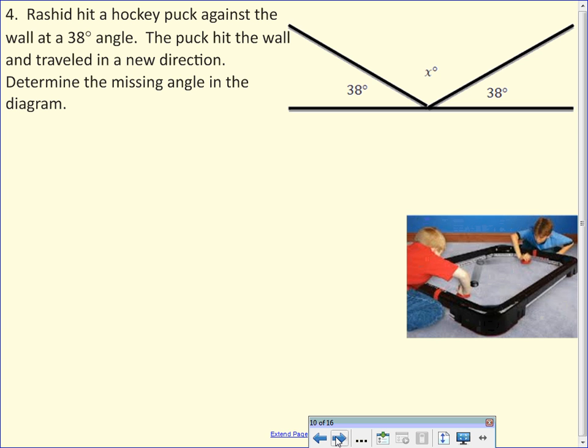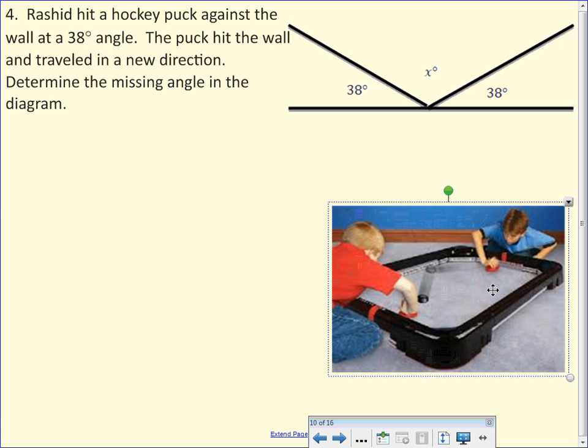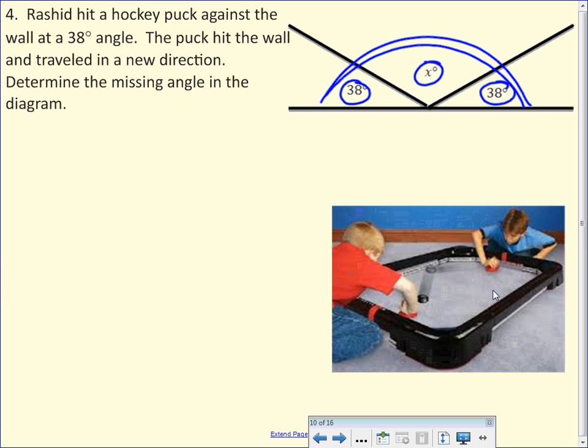All right, go ahead and try this one. Rashid is playing hockey. He wants to get that angular shot so he could score. So he hit his puck against the wall at a 38-degree angle and traveled in a new direction. Determine the missing angle in the diagram. So I see 38 and x and 38. When I put them all together, what do they form? Straight line.